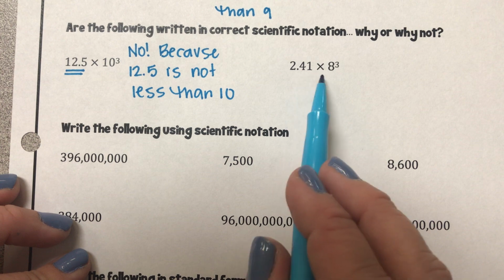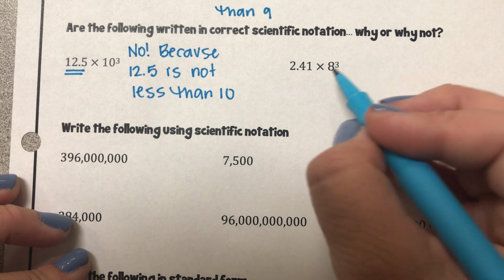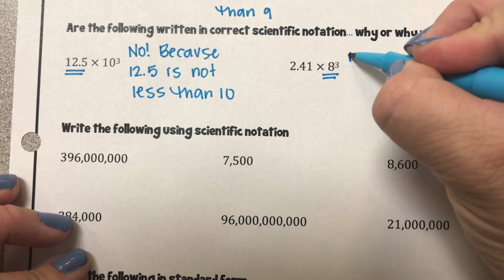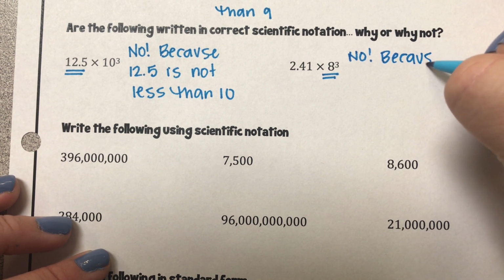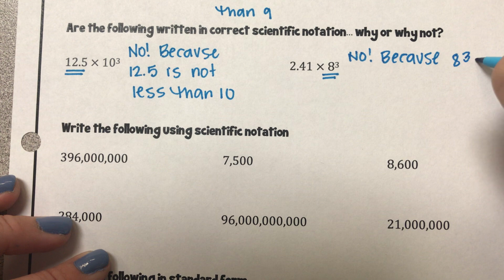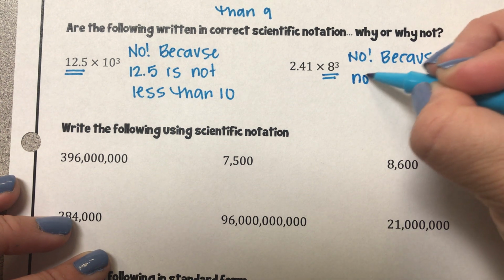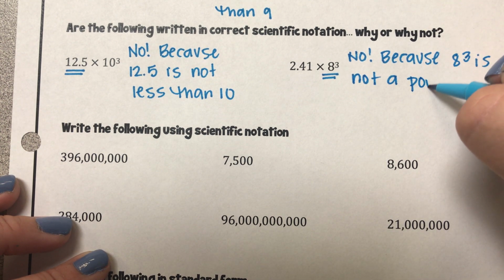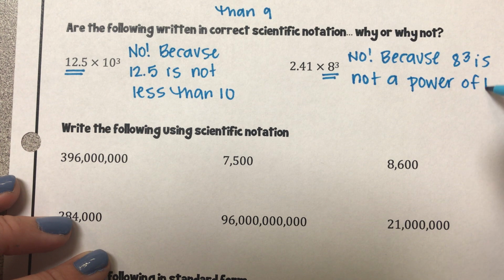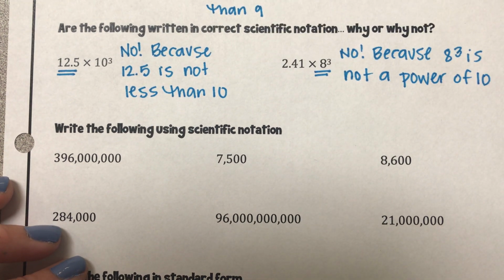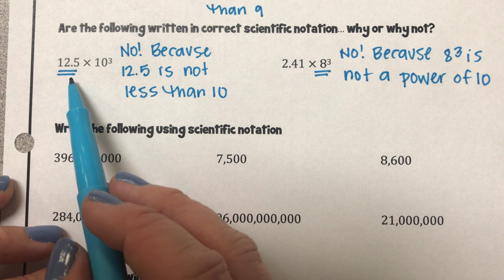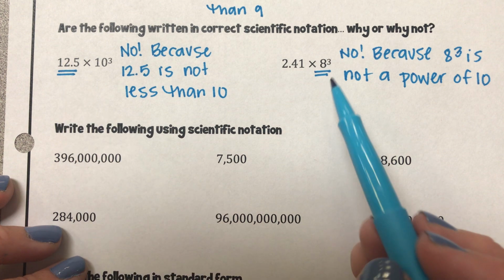Okay, so what about this one? What do you think? No, it is not, because 8 to the third is not a power of 10, right? It would have to be 10 to the third. So it has to be a number that is greater than or equal to 1 but less than 10 times a power of 10.